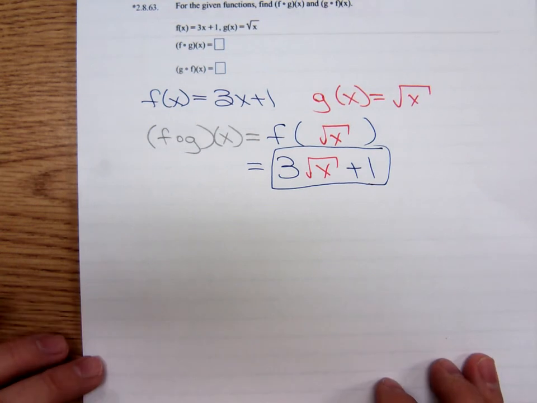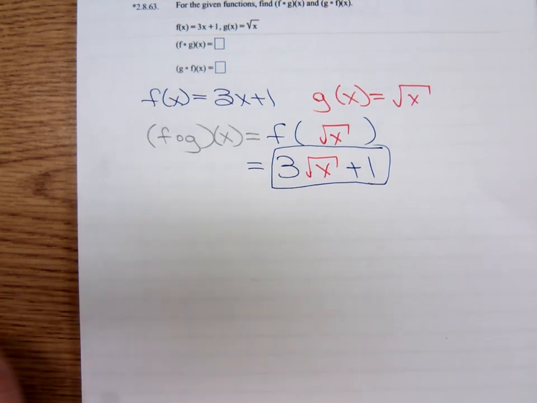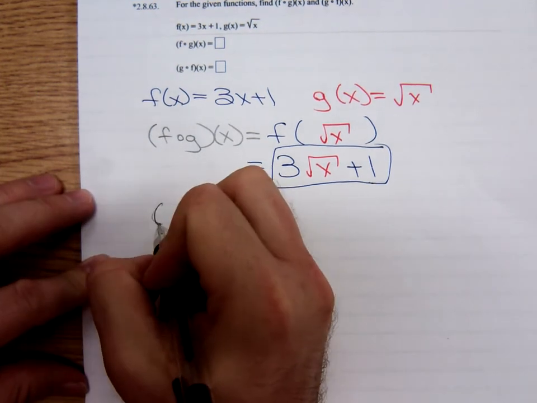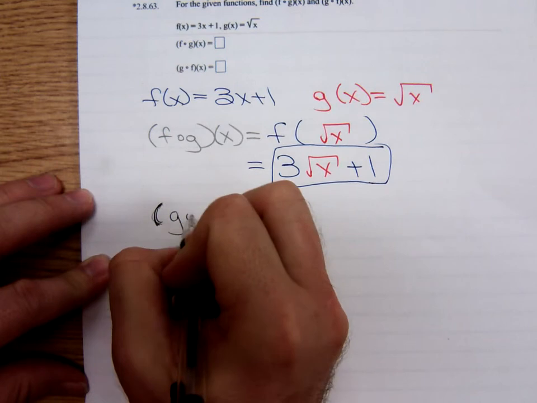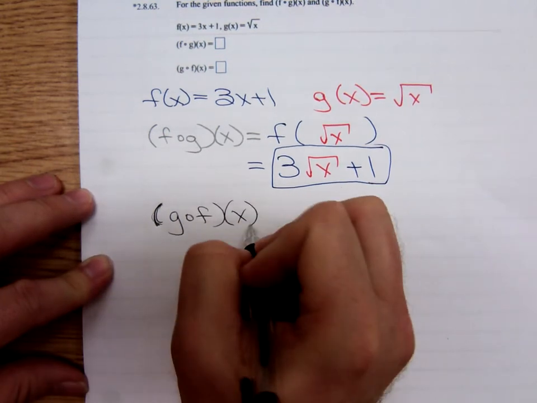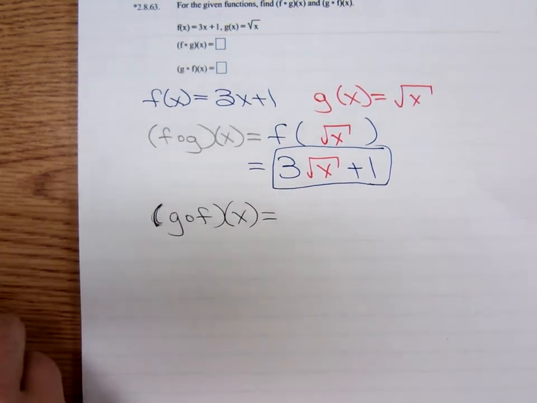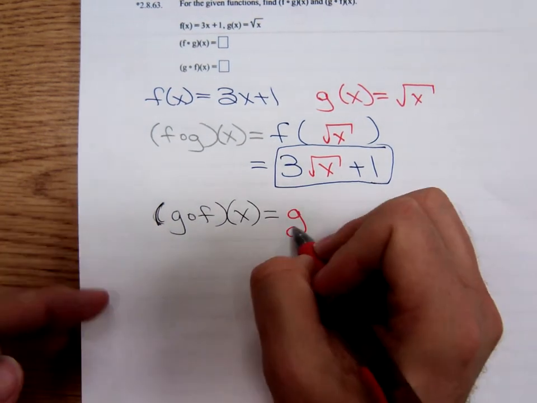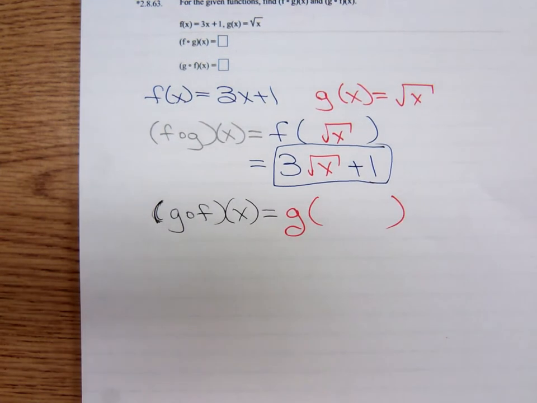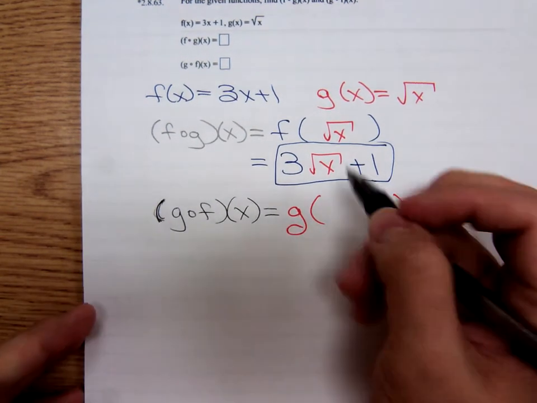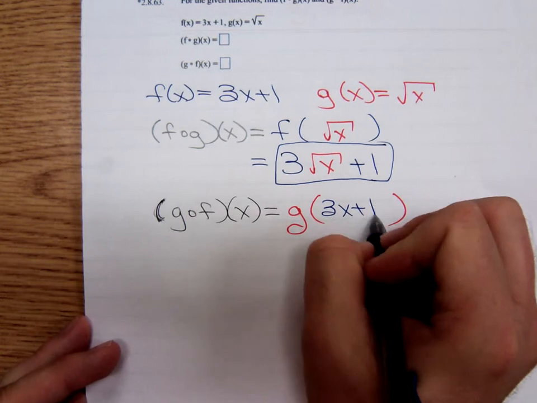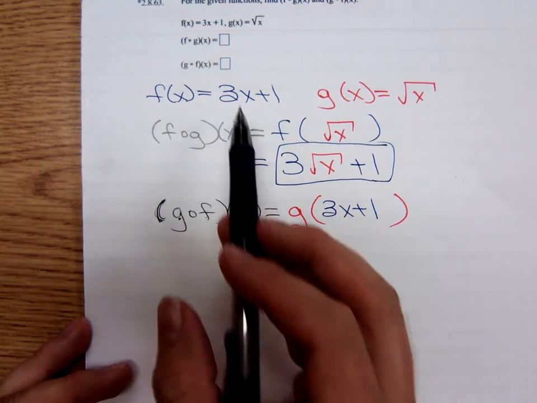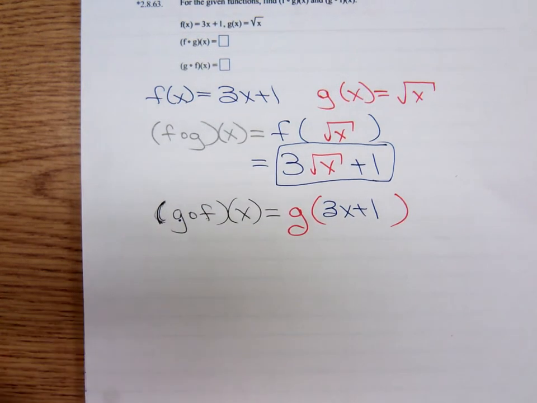Now going in the opposite direction, they want us to find g composed with f of x. Which function's on the outside? G is on the outside, and f of x, 3x plus 1, is on the inside. The function f of x is on the inside.